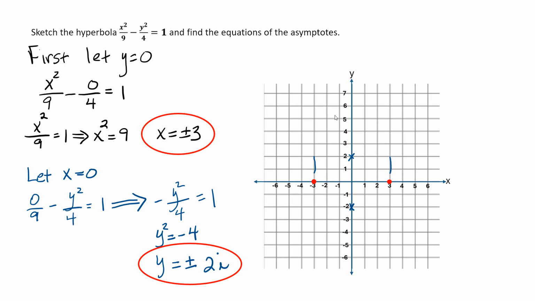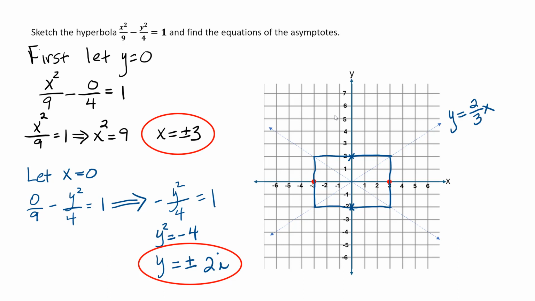So we're going to make a rectangle that goes through the 2 points on the x-axis and the 2 points that are not really on the hyperbola but are the 2i's that we put x's on the y-axis because of that 2i. And now we're going to draw the diagonals of that rectangle. And we're going to write the equations of those 2 lines.